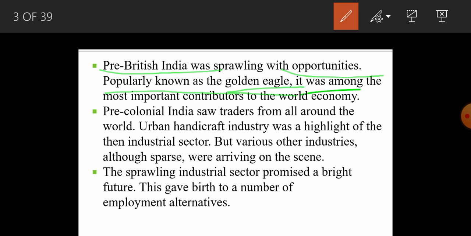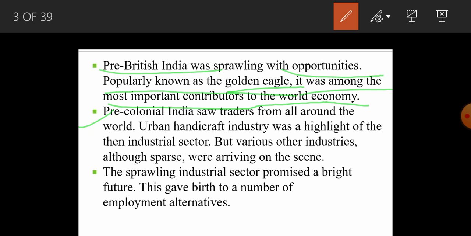It was among the most important contributors to the world economy. If you take its status in the entire world, it was a very important contributor to the world economy. It means India, although a developing country, was in a position to support the world economy.